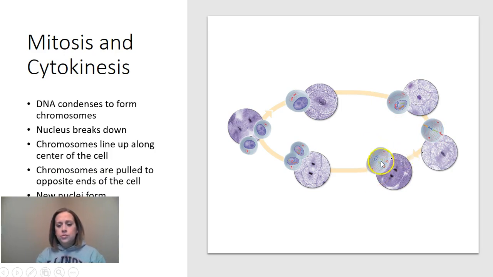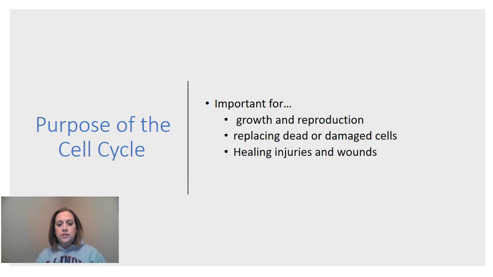When they get pulled to the opposite sides of the cell, you're going to have two new nuclei form. Those nuclei are going to contain identical sets of DNA. And so finally, I know I'm blocking the bottom part of the text here, but the cytoplasm is then going to split. When the cytoplasm splits and you have the two new nuclei, you are essentially now forming two identical daughter cells. So you're going to have two cells that are completely identical to each other. The cytoplasm is split in half, two new nuclei formed. Each nucleus contains a full set of that cell's DNA.